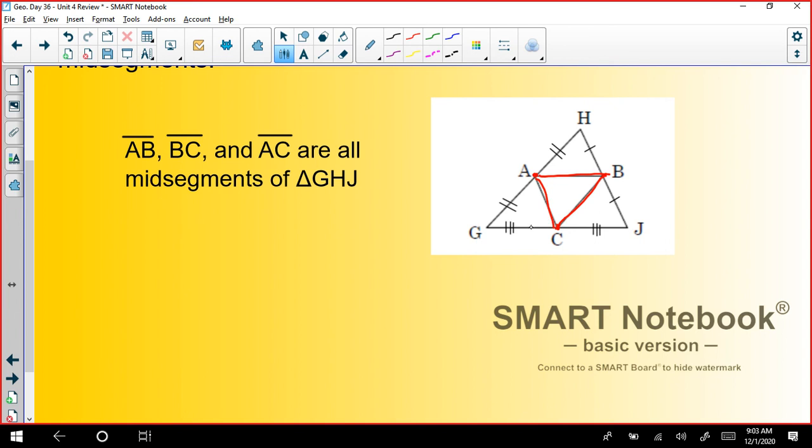Sometimes we mention all the 3, or we just use 1 or 2 of the mid segments. We don't have to use all the 3. In some problems you may come across 1 mid segment, or 2 mid segments, but the maximum that you can see in a triangle is 3, and they connect the midpoints of the sides of the triangle. Okay, let's see the next slide.